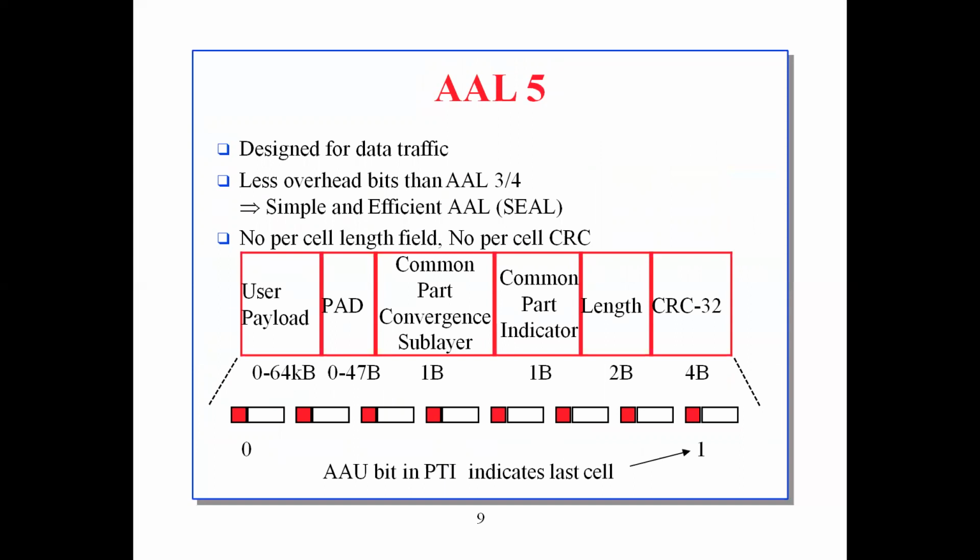AAL3/4 provides comprehensive sequencing and error control mechanisms that are not necessary for every application. For these applications, the designer of ATM has provided a fifth AAL sublayer called the simple and efficient adaptation layer, AAL5. AAL5 assumes that all cells belong to a single message, travel sequentially, and the control functions are included in the upper layer of the single application.